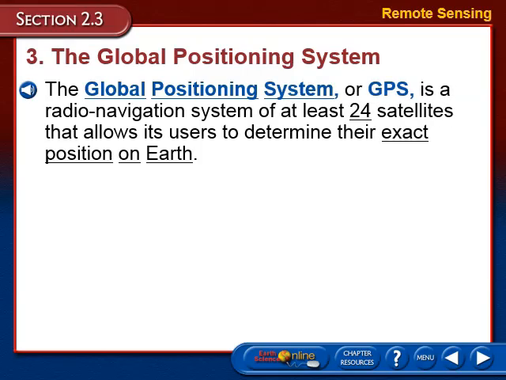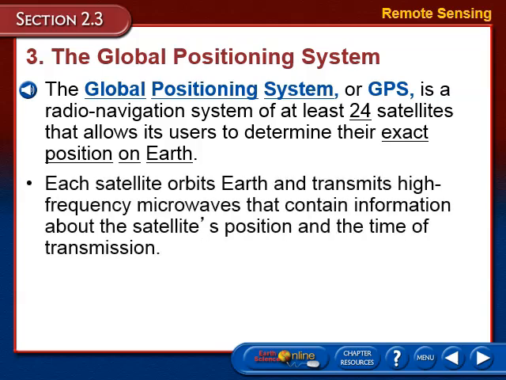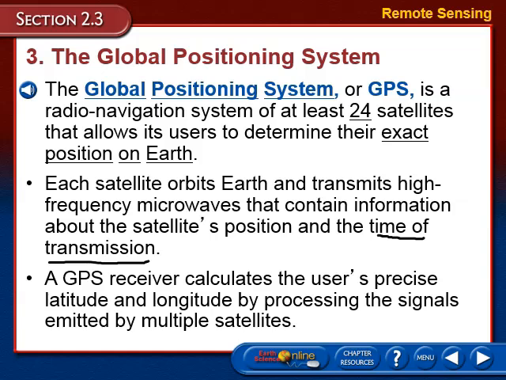Global Positioning System, also known as GPS. You should be very familiar with this. I think everybody uses it now. It is a radio navigation system of at least 24 satellites that allows its users to determine their exact position on Earth. Each satellite orbits Earth and transmits high-frequency microwaves that contain information about the satellite's position and the time of transmission. So this time is pretty important when we're trying to get somewhere using the GPSs on our phones. A GPS receiver calculates the user's precise latitude and longitude by processing the signals emitted by multiple satellites.